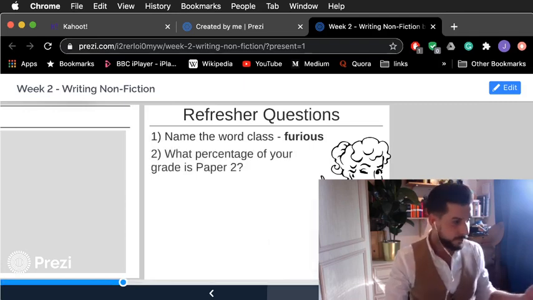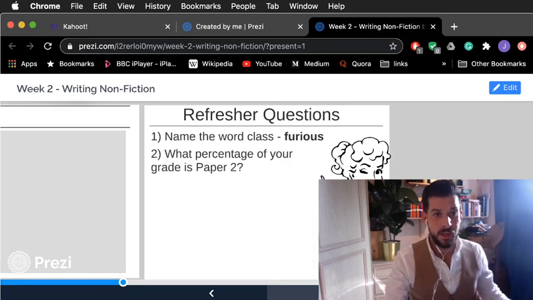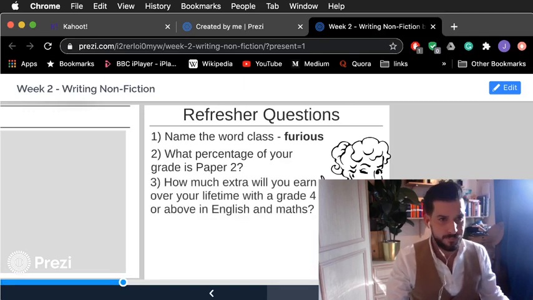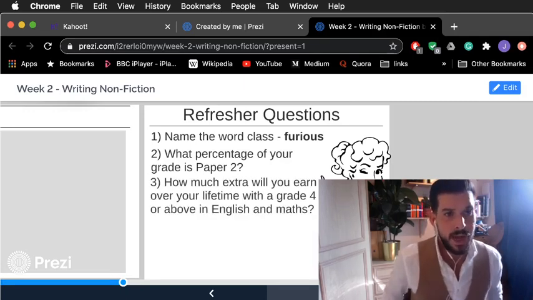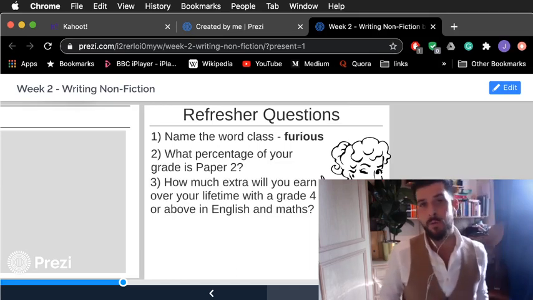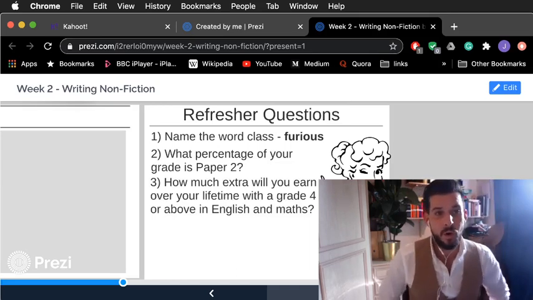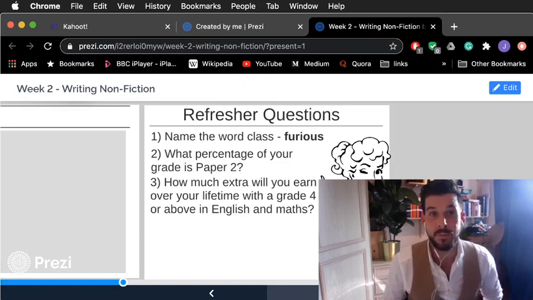The second one, what percentage of your grade, excuse me, is paper 2? So it's not a 50-50 split between paper 1 and paper 2, but what is it? Third question, how much extra will you earn over your lifetime if you had a grade 4 and above in English and maths? We did an activity for this last week and I heard all the weird and wonderful things you were spending your money on.